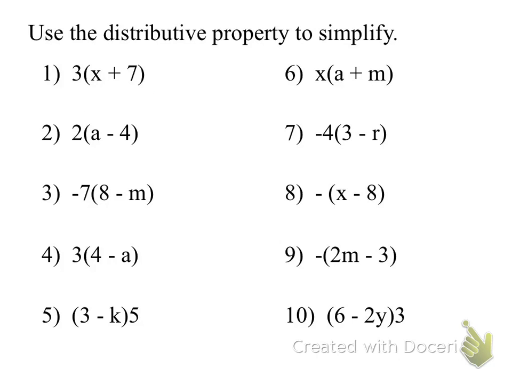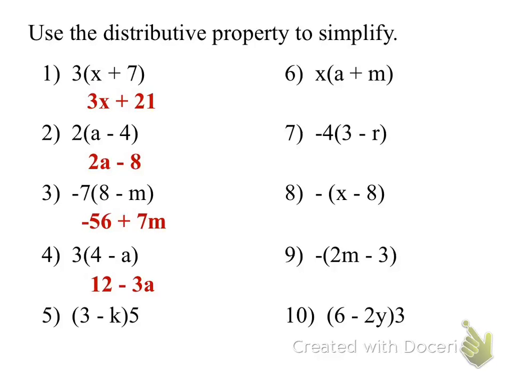All right, now take a minute, pause the recording, and I'd like you to do 1 through 10. Now check your work. 3 times x plus 7 becomes 3x plus 21. 2 times a minus 4 becomes 2a minus 8. Now, if you have a negative, you're also taking that negative and multiplying it in. Negative 7 times 8 becomes negative 56. And negative 7 times negative m becomes positive 7m. A negative times a negative makes a positive.